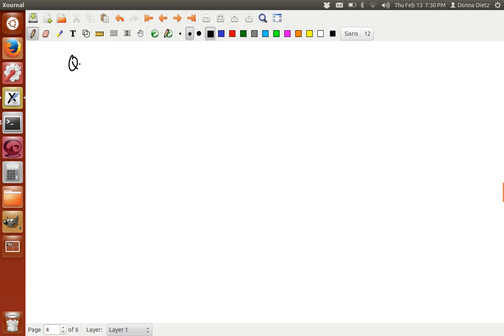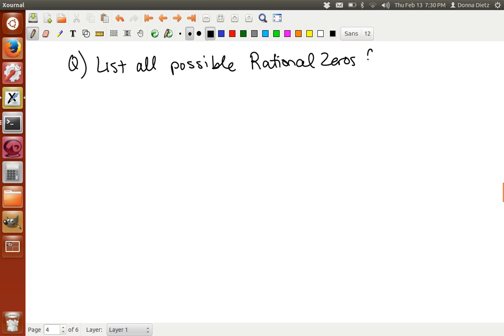So here's what I can do. I can give you this type of question. List all possible roots or rational zeros for f equals x cubed plus x plus 1. Test them. Test them means plug them in and see if they work.